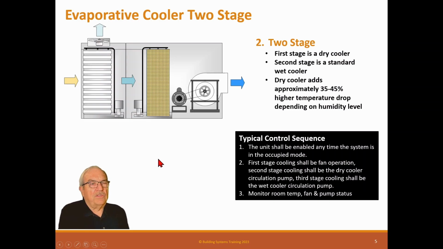Typical sequence for this, the unit should be enabled anytime the system is in the occupied mode. First stage cooling shall be fan operation. Second stage cooling shall be the dry cooler with circulating pump. And third stage cooling shall be the wet cooler circulation pump.